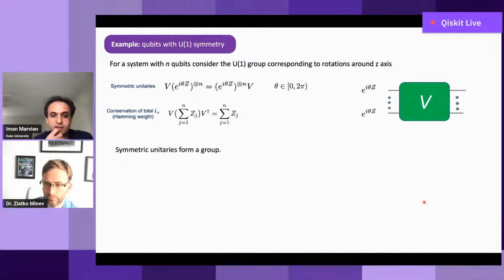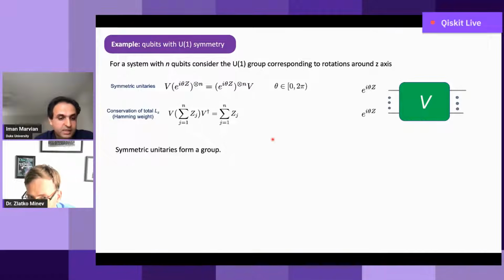Okay, now let's try to start formulating this problem. This will be my running example. So a system with n qubits with U1 symmetry. Here U1 symmetry, I'll think of it as rotations around Z. So Z is here Pauli Z operator, and I am assuming that unitary V commutes with the action of the rotations around Z. Or equivalently, this is a unitary transformation that conserves the sum of Pauli Z operators, or in other words, conserves the Hamming weight. And so the goal is to implement this family of unitaries.